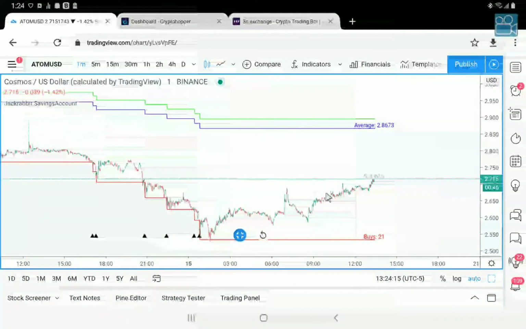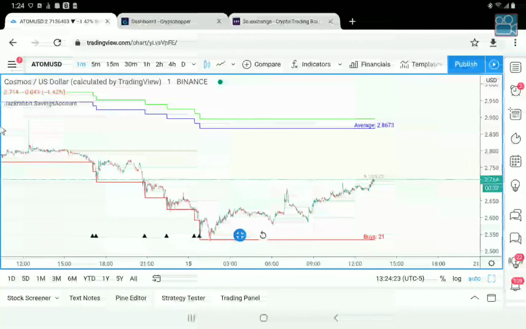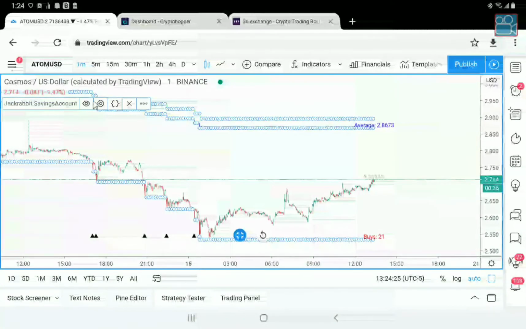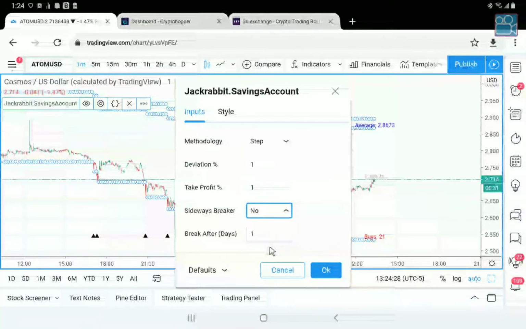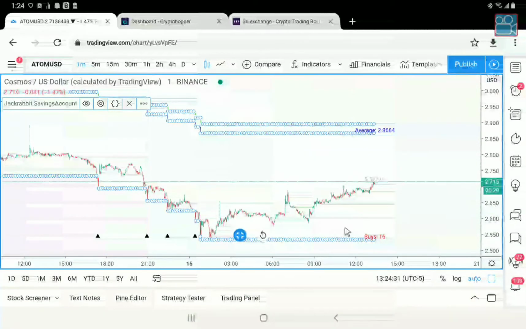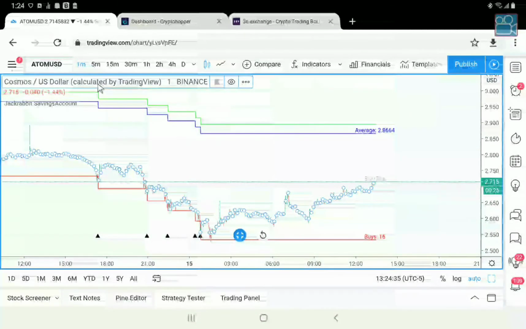Now here we have the average, the current percentage below the average, and the number of buys that I am at. For the time being, let's turn off the sideways breaker. And you'll see just how much it's changed the number of buys.